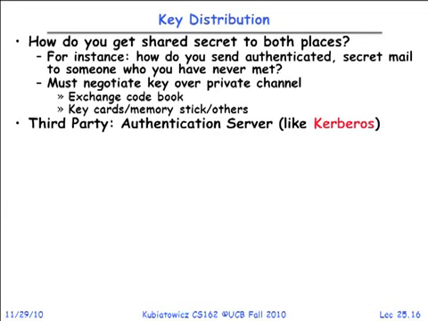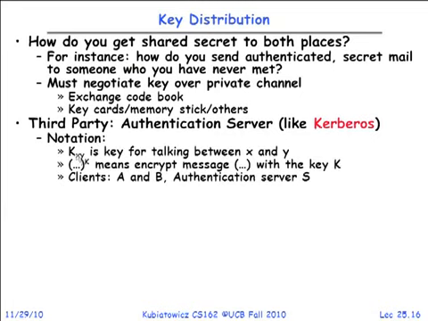So let's put some notation out here. We're going to say that k sub xy is a key for talking between x and y. So for instance, maybe in our previous example, this was k sub ab for Alice and Bob. Putting something in parentheses and raising it to the key is not really a power, but it just means encrypt the message with the key. And so we're going to have three parties here, clients A and B and authentication server S. Is everybody with me on the notation here?